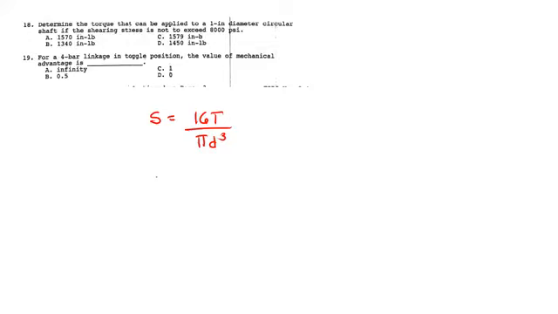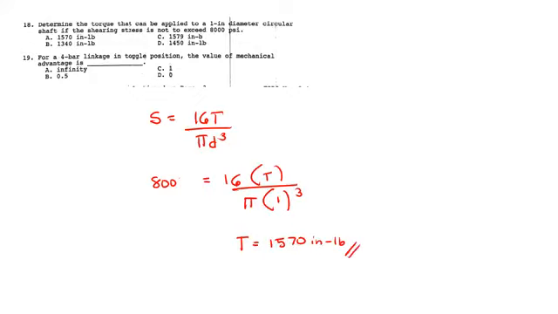So, stress is equals to 8,000 is equals to 16 times torque divided by pi times diameter na 1 raised to 3. So, ang torque na makukuha natin dito is 1,570 inches to pounds. So, letter A. The next, 19. For a 4-bar linkage in toggle position, the value of mechanical advantage is letter A, infinity.